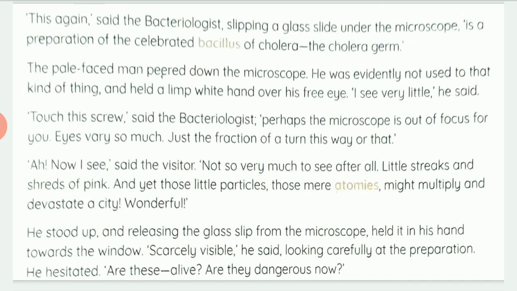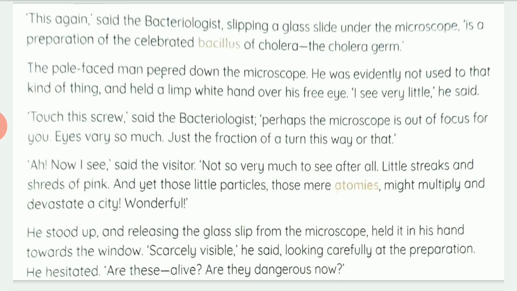He stood up and, releasing the glass slip from the microscope, held it in his hand towards the window. "Scarcely visible," he said, looking carefully at the preparation. He hesitated. "Are these alive? Are they dangerous now?" So now he stood up, he took that glass slip from the microscope and held it in his hand towards the direction of the window. And he was again trying to look at it, and he says that it is hardly visible. Scarcely, that is, hardly visible, as he was carefully looking at the preparation.